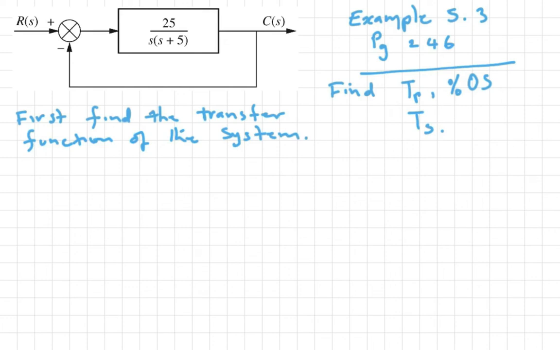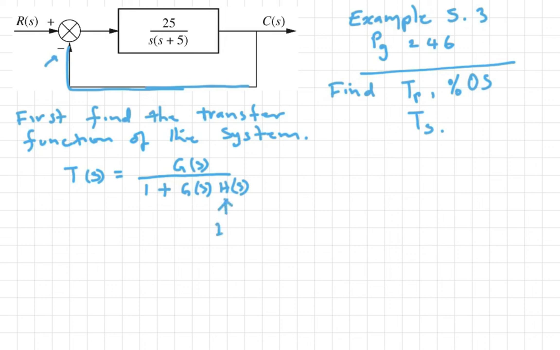And this is going to be using the equation T(s) = G(s) over, since we have a unity feedback, 1 plus G(s)H(s). Now this is a unity feedback control system. Once there is nothing on the feedback loop, then it's a unity feedback, which means that our H is equal to 1. And our G(s) will be this whole quantity. So this is G(s).